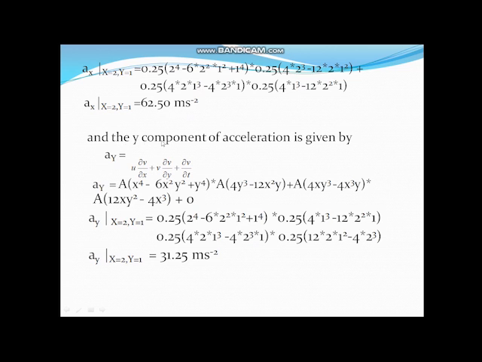Then we can find the y component in a similar way. For the y component, the formula will be this, where this is u and this is del v by del x, and this del v by del t will be 0. After again putting x equal to 2 and y equal to 1, we will get ay is equal to 31.25. So we have got ax and ay.